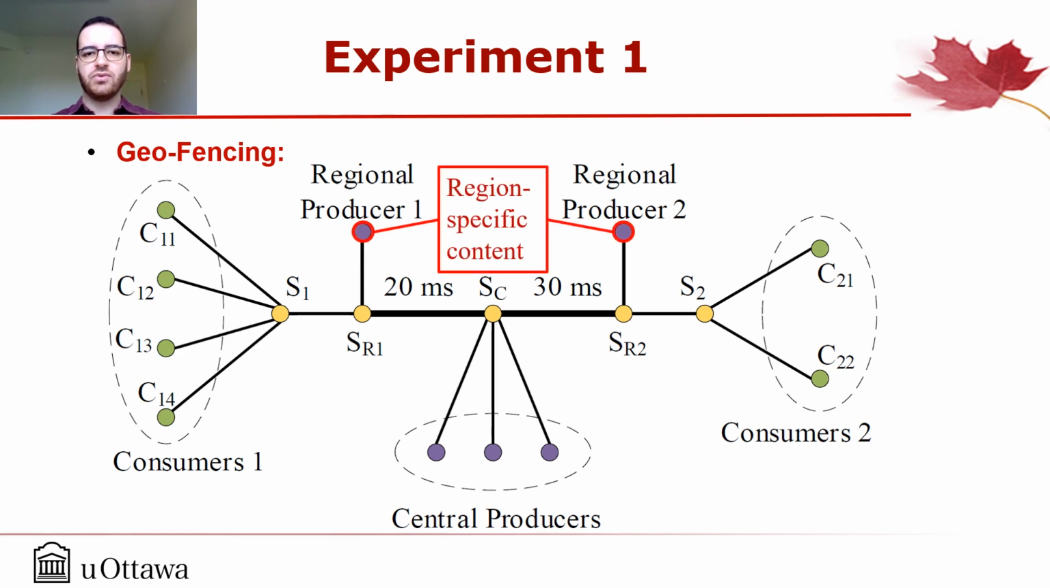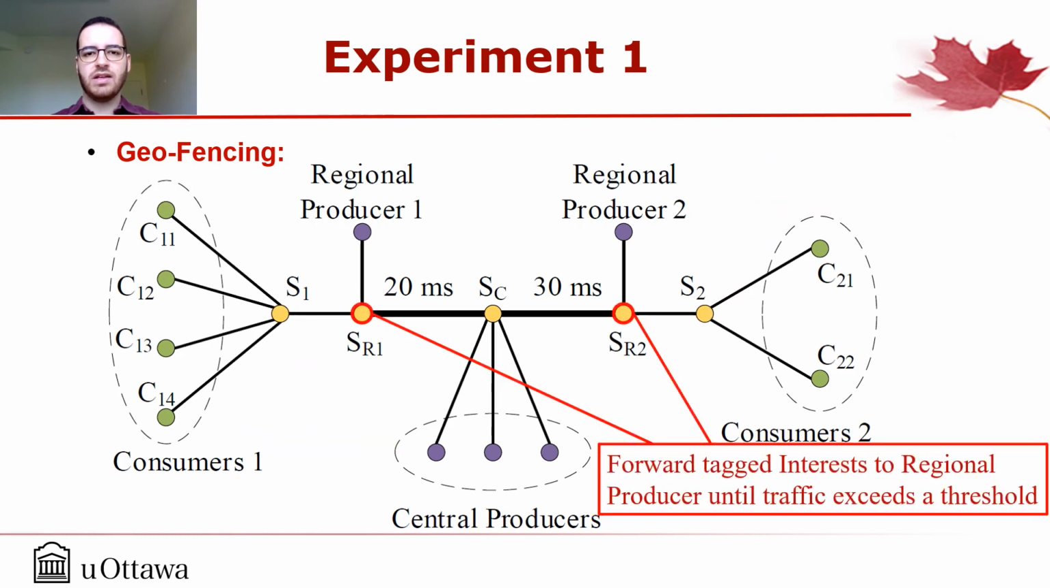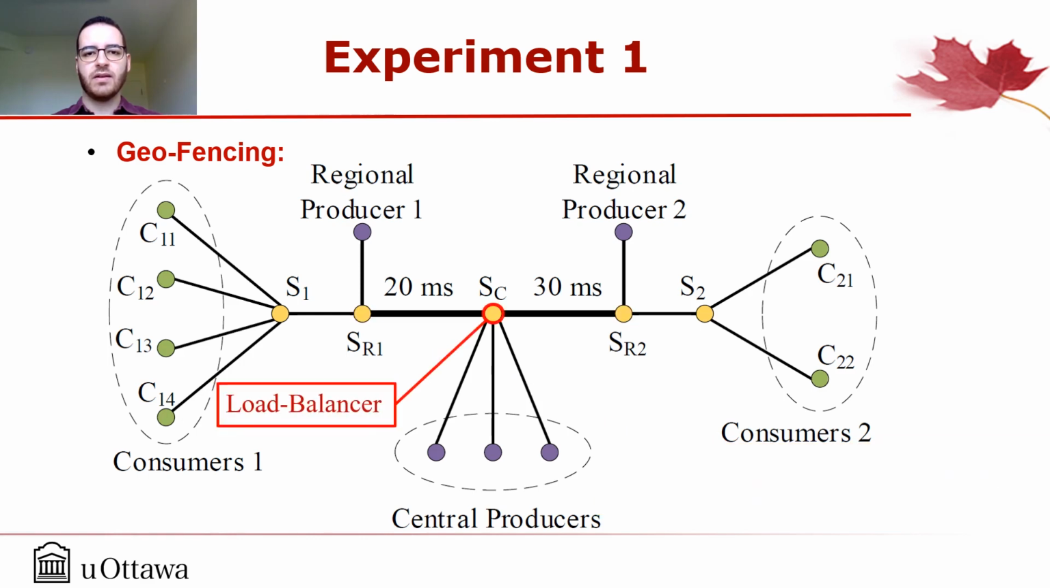In S1 and S2, we have a first P4 function that will tag the interest packets with their region of provenance. In SR1 and SR2, we have a P4 function that forwards the tagged interest to the regional producers until the traffic exceeds a predefined threshold. In this case, the excess traffic is offloaded to the central producers. The load of the central producers is balanced using a P4 function that acts as a round-robin load balancer.